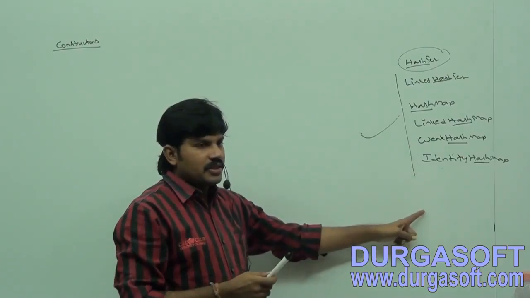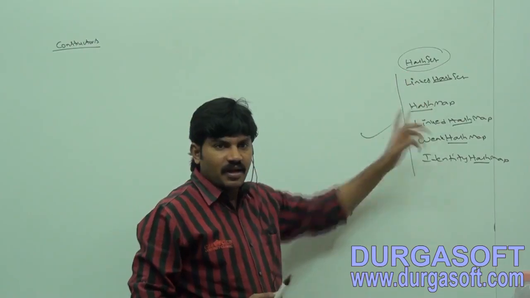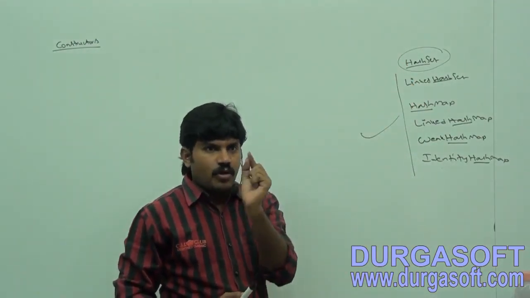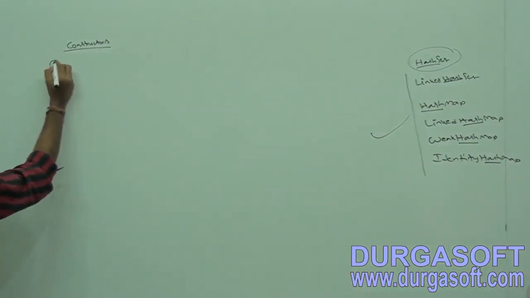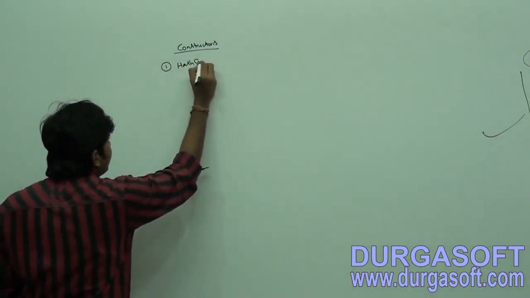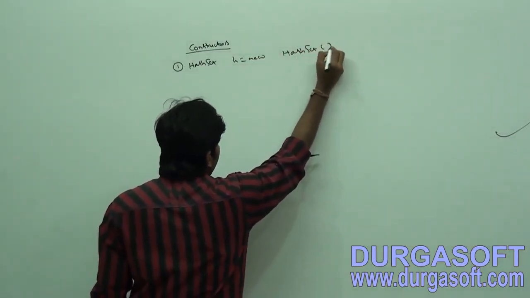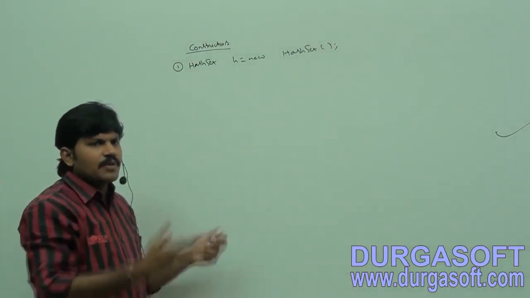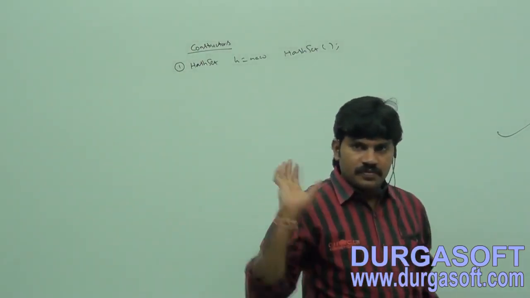For all the remaining ones I won't keep much explanation, because these constructors were already covered in HashSet. That's why make sure you learn the constructors clearly, because here one small loophole is there. That part I will discuss. The first constructor is our known constructor: HashSet h is equal to new HashSet. It creates an empty HashSet object, same style as ArrayList.